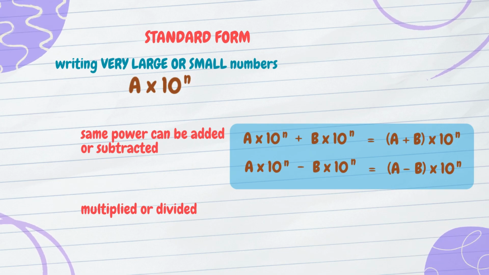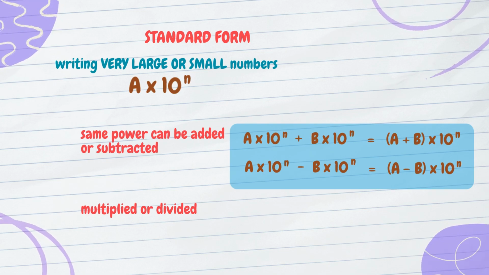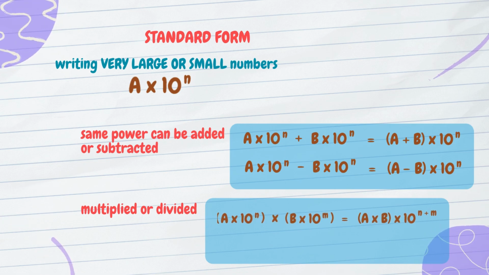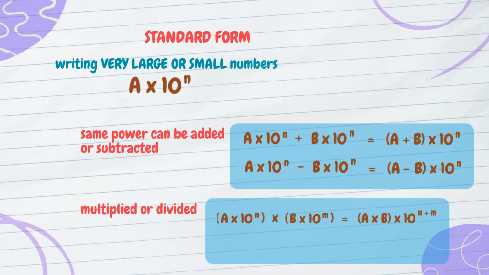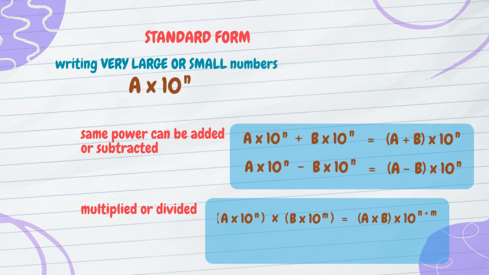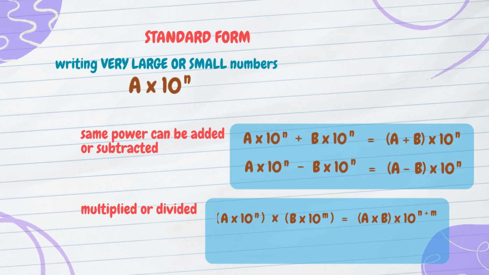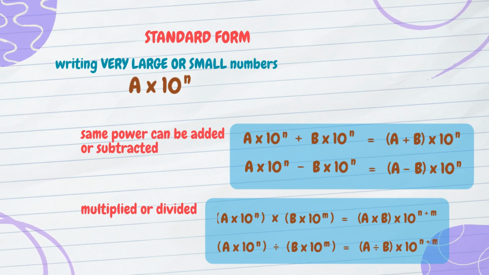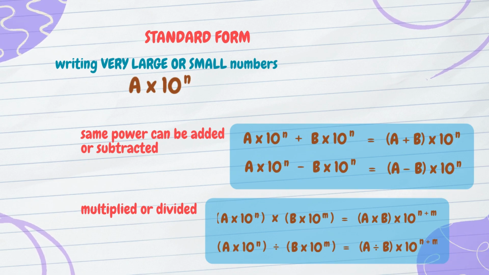To multiply standard forms, multiply bases and add powers. So, a times 10 to the power n times b times 10 to the power m is equal to a times b times 10 to the power n plus m. To divide standard forms, divide bases and subtract powers. So a times 10 to the power n divided by b times 10 to the power m is equal to a divided by b times 10 to the power n minus m.